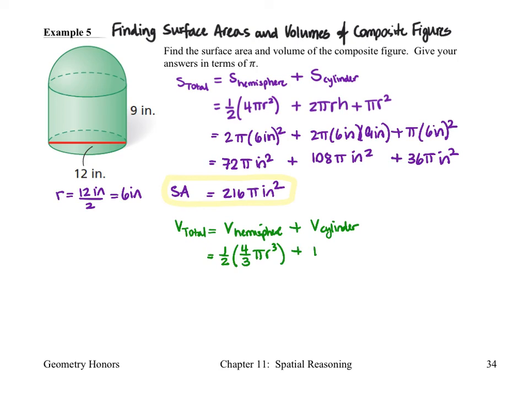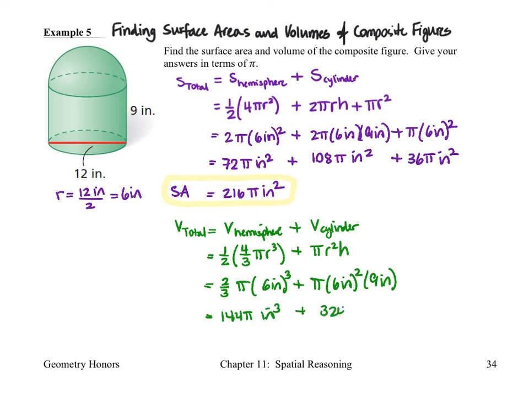The volume of a cylinder is pi r squared h. So let's multiply. 1/2 times 4/3 gives us 2/3 pi, and 6 inches for our radius, and then we'll plug in the 6 inches again and the height of 9 inches. We end up with 144 pi cubic inches, added to that 324 pi cubic inches. And we have a grand total volume of the sum of the two figures, 468 pi cubic inches.